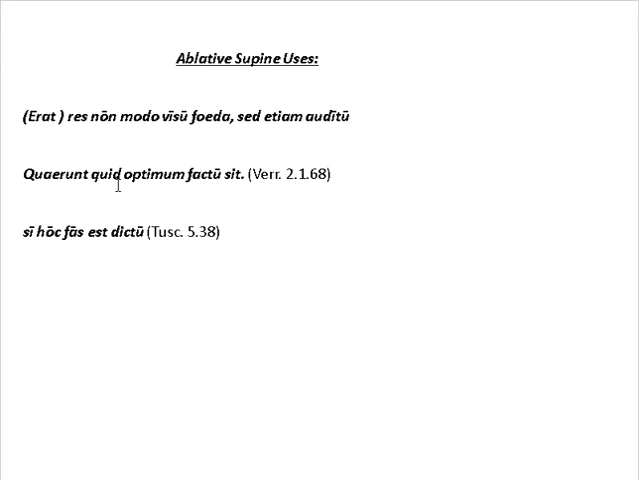We reviewed this one in class, and I modified it a little bit from the accusative statement it used to be. So you could say, erat res, it was a thing, non modo visu foeda sed etiam auditu. So it was foeda, it was shameful, non modo visu, not only in seeing, in other words, not only to see, sed etiam auditu, but also in hearing, in other words, to hear, right? Quaerunt, they seek or they ask, quid optimum factu sit, what would be best to do, or literally in respect of doing, right? And then here, si hoc fas est dictu, if this is right, dictu, in saying, in other words, to say.